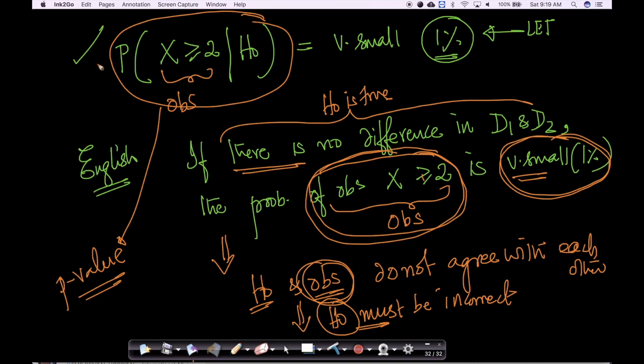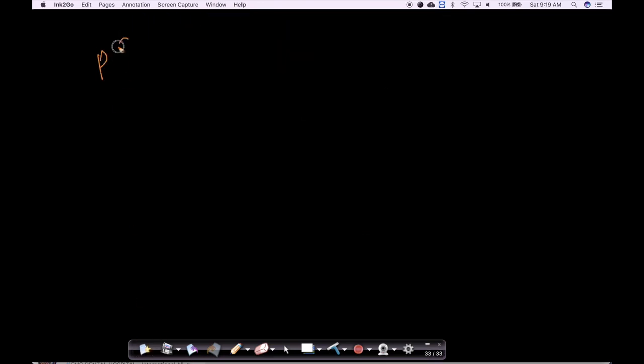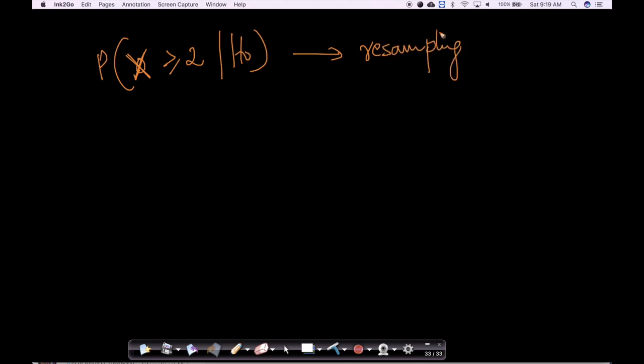Now I hope this logic is clear. The big question that is left over is, how do you compute this probability? That's a big question, right? Now that probability, which is the probability of x greater than or equal to 2 given the null hypothesis, we will compute using resampling and permutation test. And we have discussed what resampling and permutation test is in a lot of detail in one of the earlier videos.